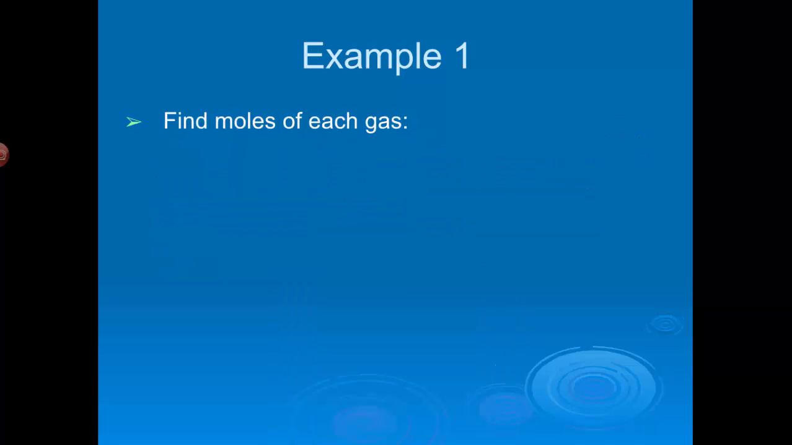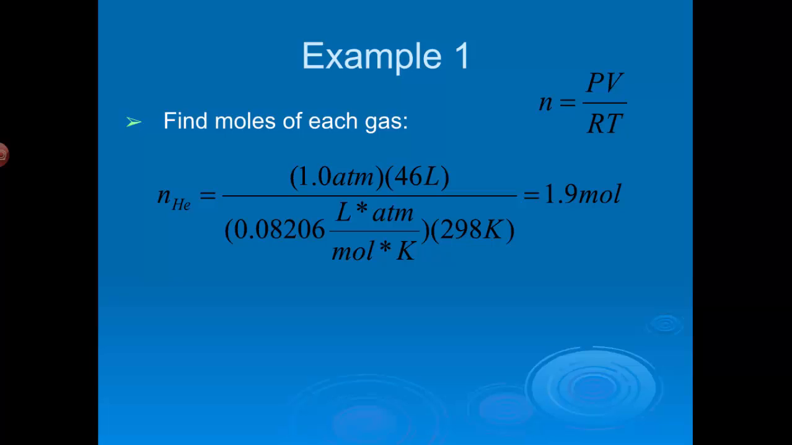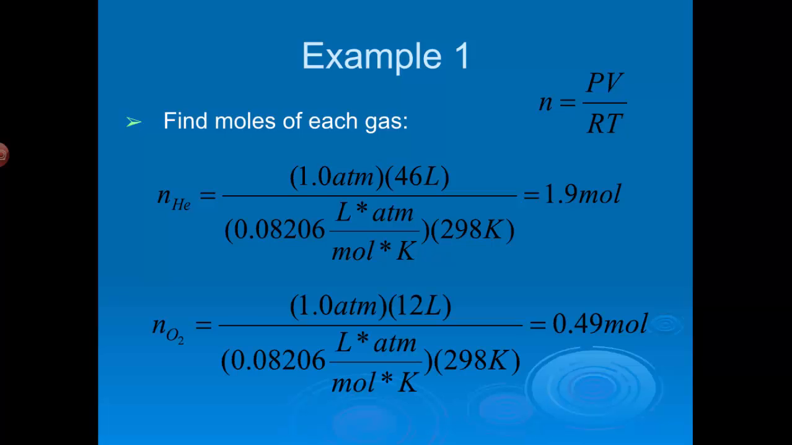First thing we're going to do is find the number of moles of each gas. So moles, according to the ideal gas law, n is equal to PV over RT. Finding the moles of helium, we have 1 atmosphere, 46 liters, R is always R, and temperature in kelvins, 298. That's 1.9 moles. Number of moles of oxygen, do the same process, we get 0.49 moles. Okay, so that's how much we're starting with. That's how many moles of gas we're beginning with before we put them in the tank.